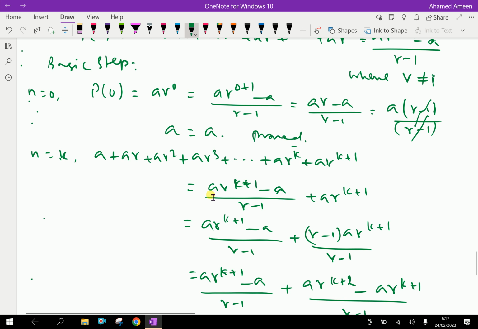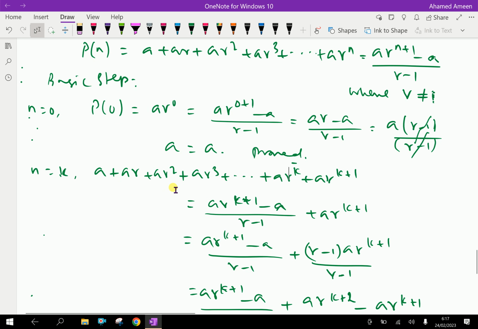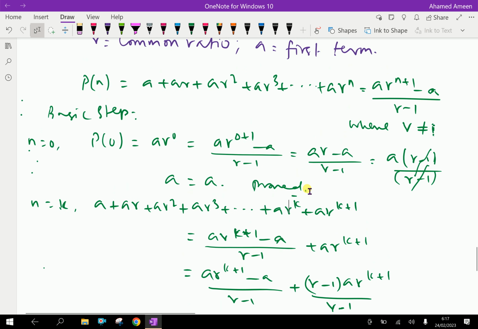Now take some arbitrary non-negative constant k. We write the given steps, that is a plus ar plus ar squared plus ar cubed plus dot dot dot ar^k, and then add ar^(k+1). That means r^k is the previous step and ar^(k+1) is the next step.